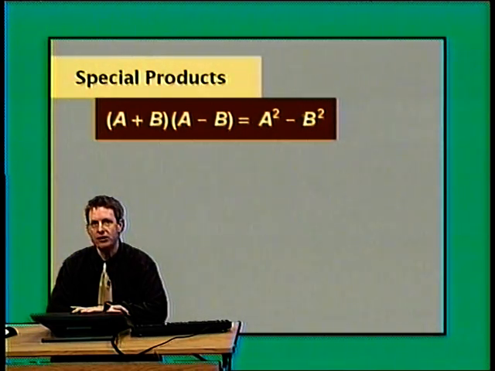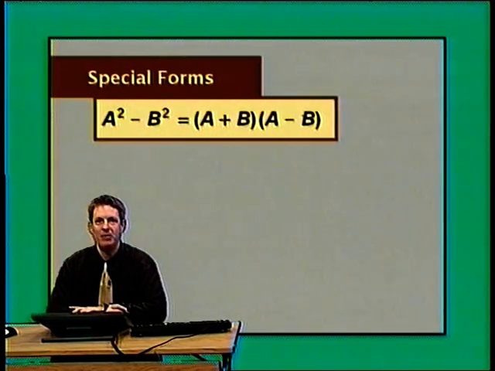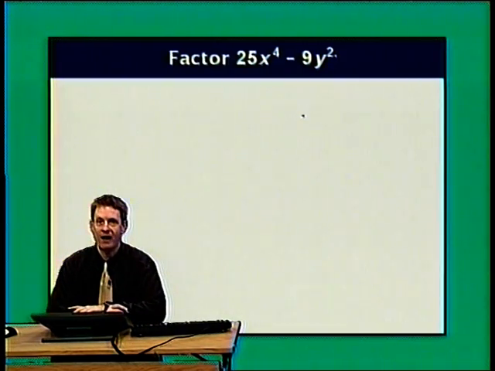We're going to turn this into a factor formula by reordering it as a squared minus b squared equals a plus b times a minus b. A difference of squares factors into a product of conjugates. Let's see some examples. How about 25x to the fourth minus 9y squared?